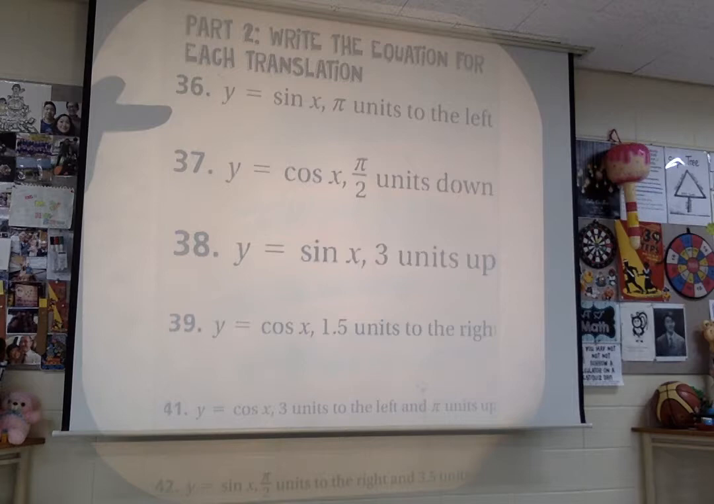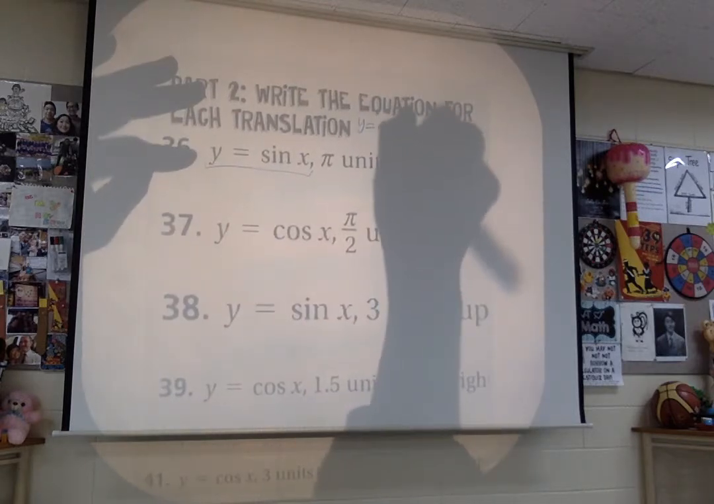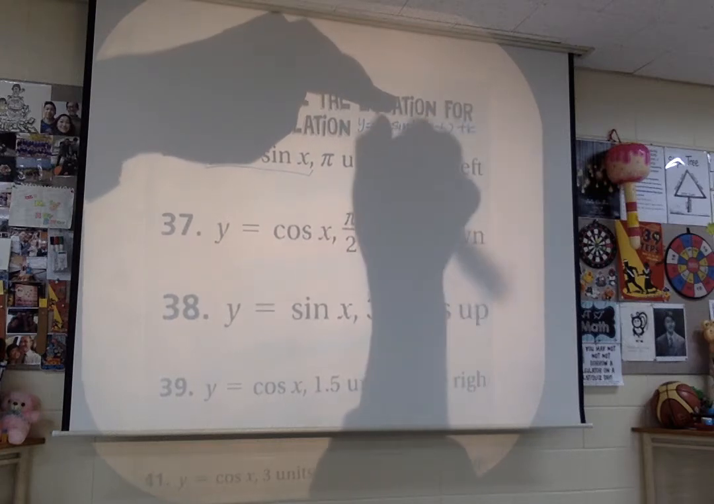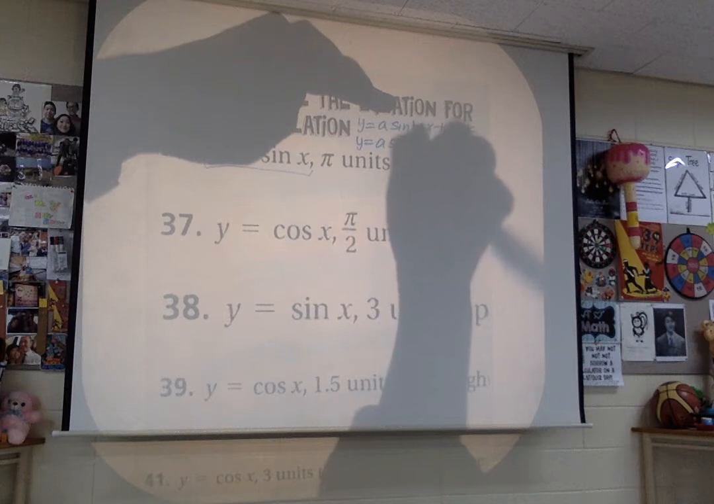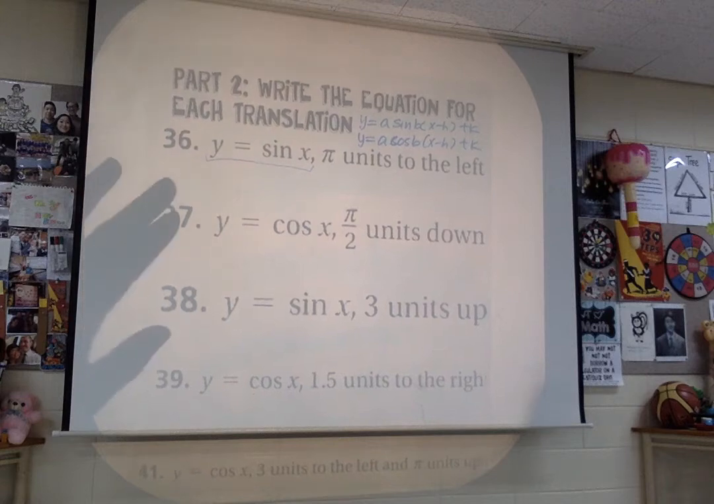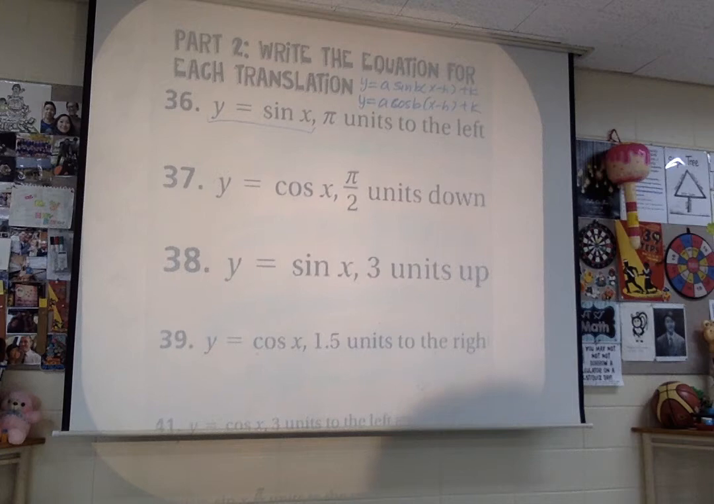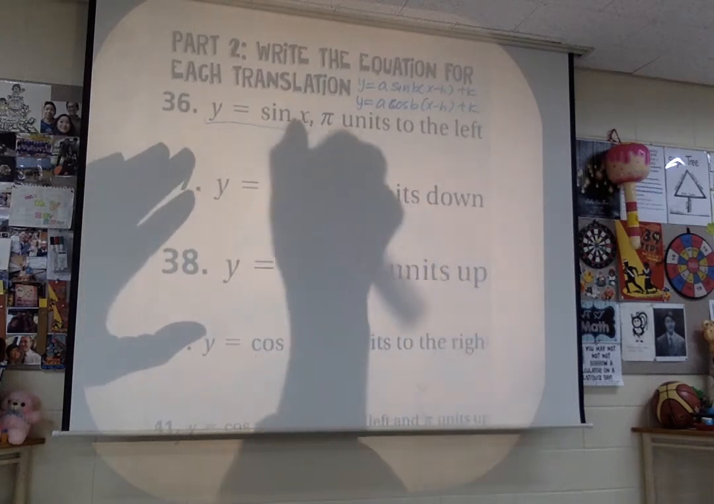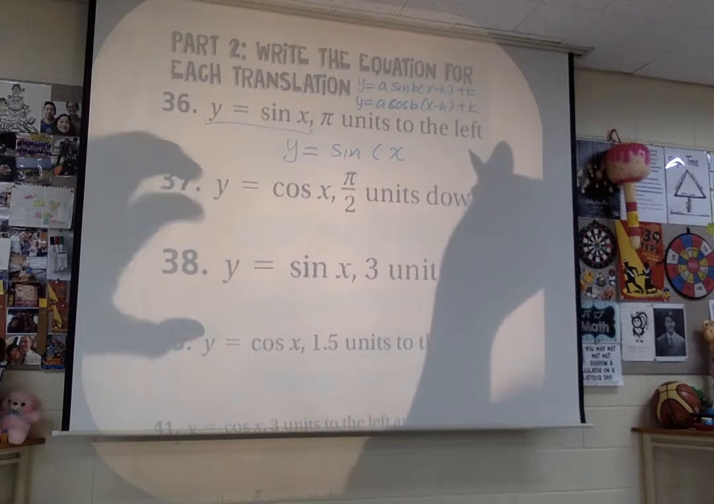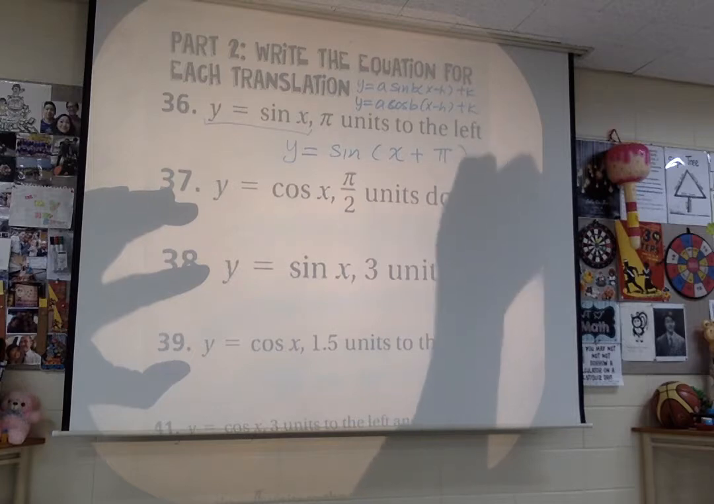So number 36, y equals sine x. So they want us to use sine x. Remember, I always like to remind myself of the actual equation. So here you go: y equals a cosine b(x minus h) plus k. So make sure you have that with you. And you guys, it says it moved pi units to the left. And that's it. No vertical shift. So easy peasy. Y is equal to sine x left. That means it went left, negative, right? So it's going to be plus pi.